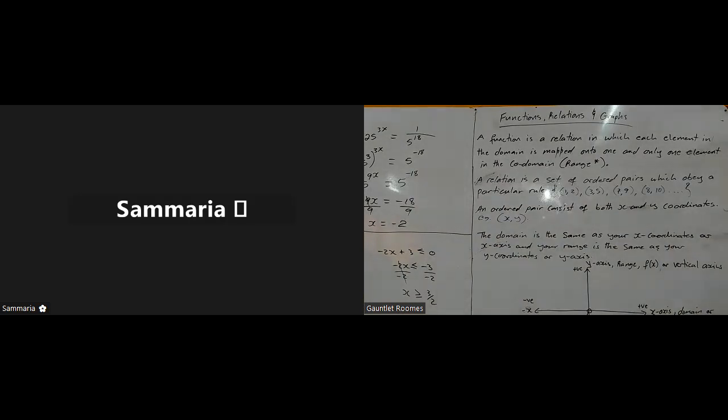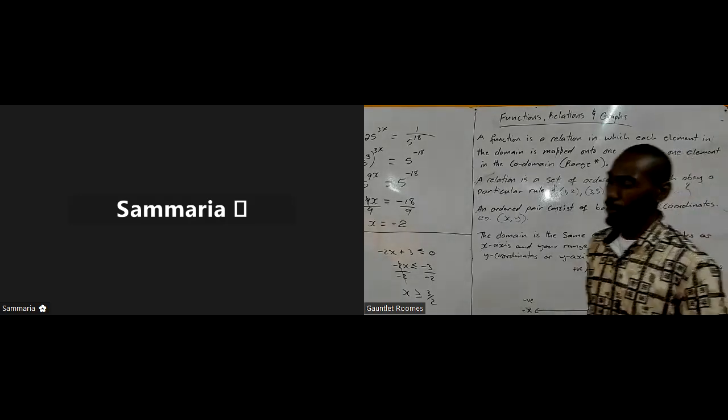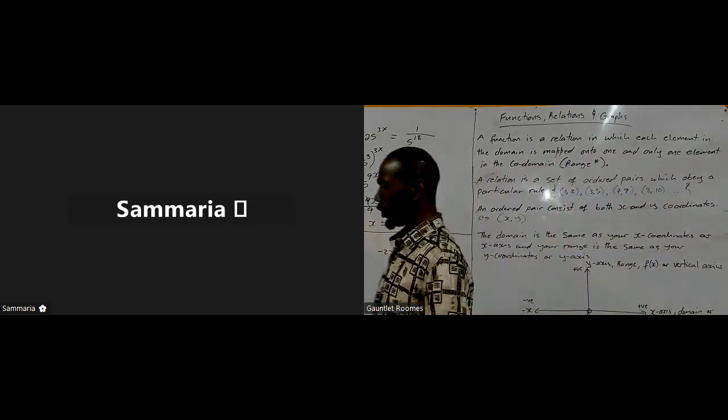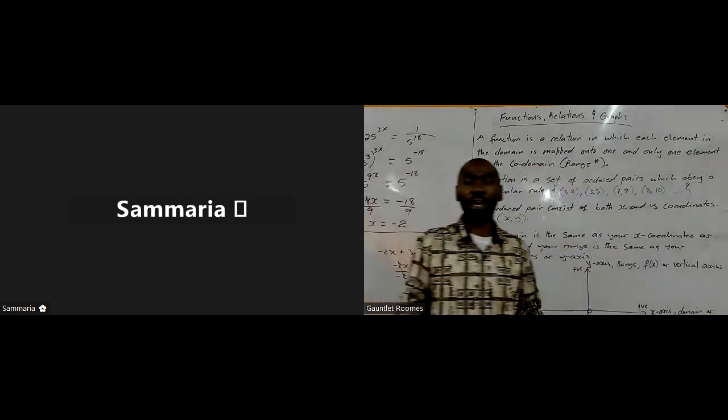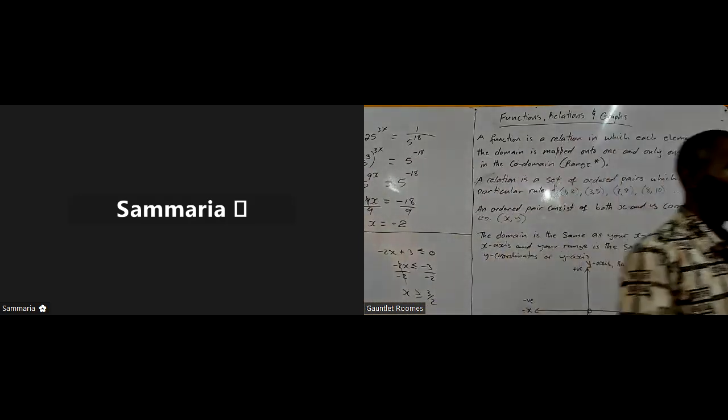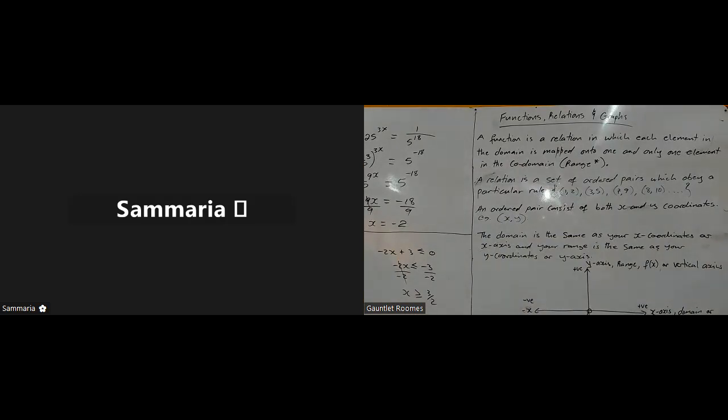Now, your domain is always given. Even when it comes to a graph, CXC will always give you the domain. The domain is what they call your independent variable. It does not depend on anything.